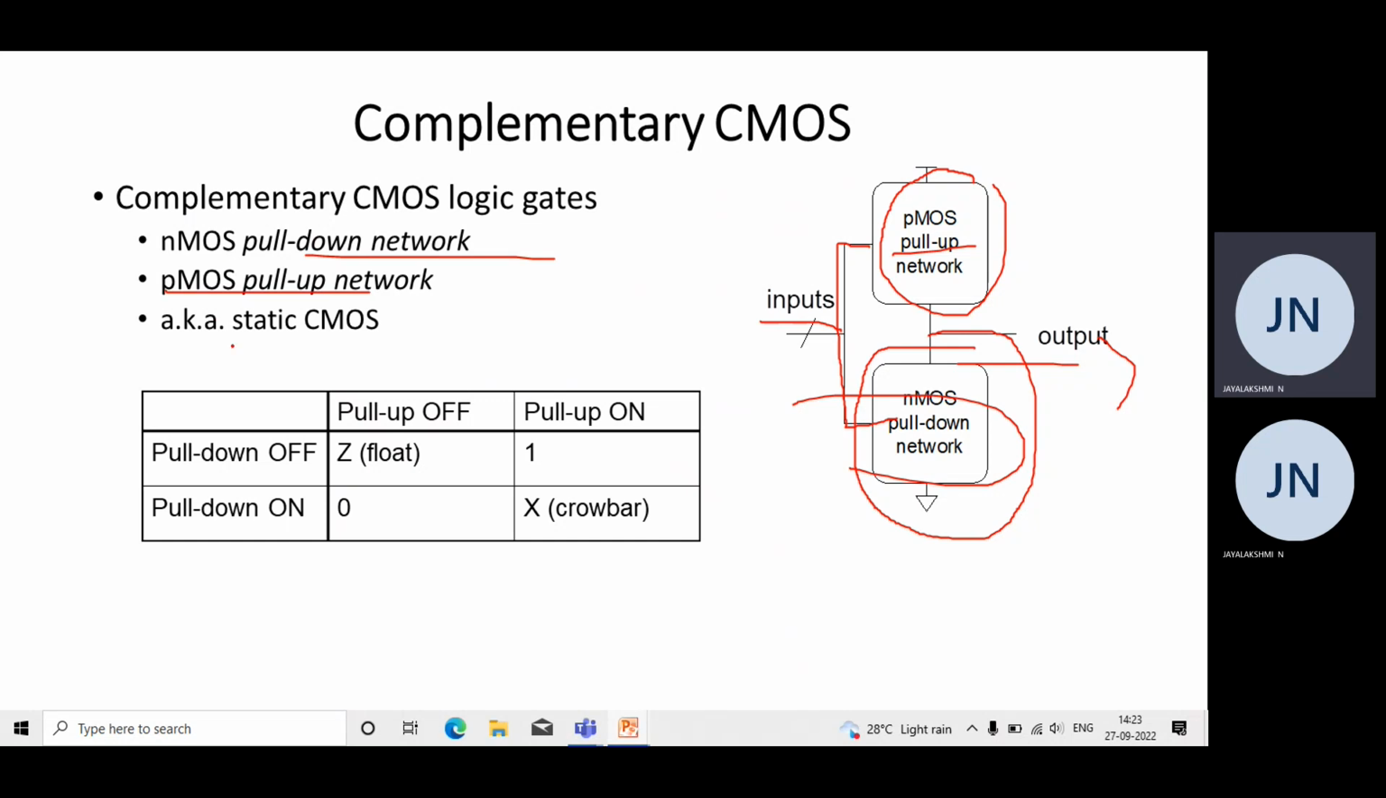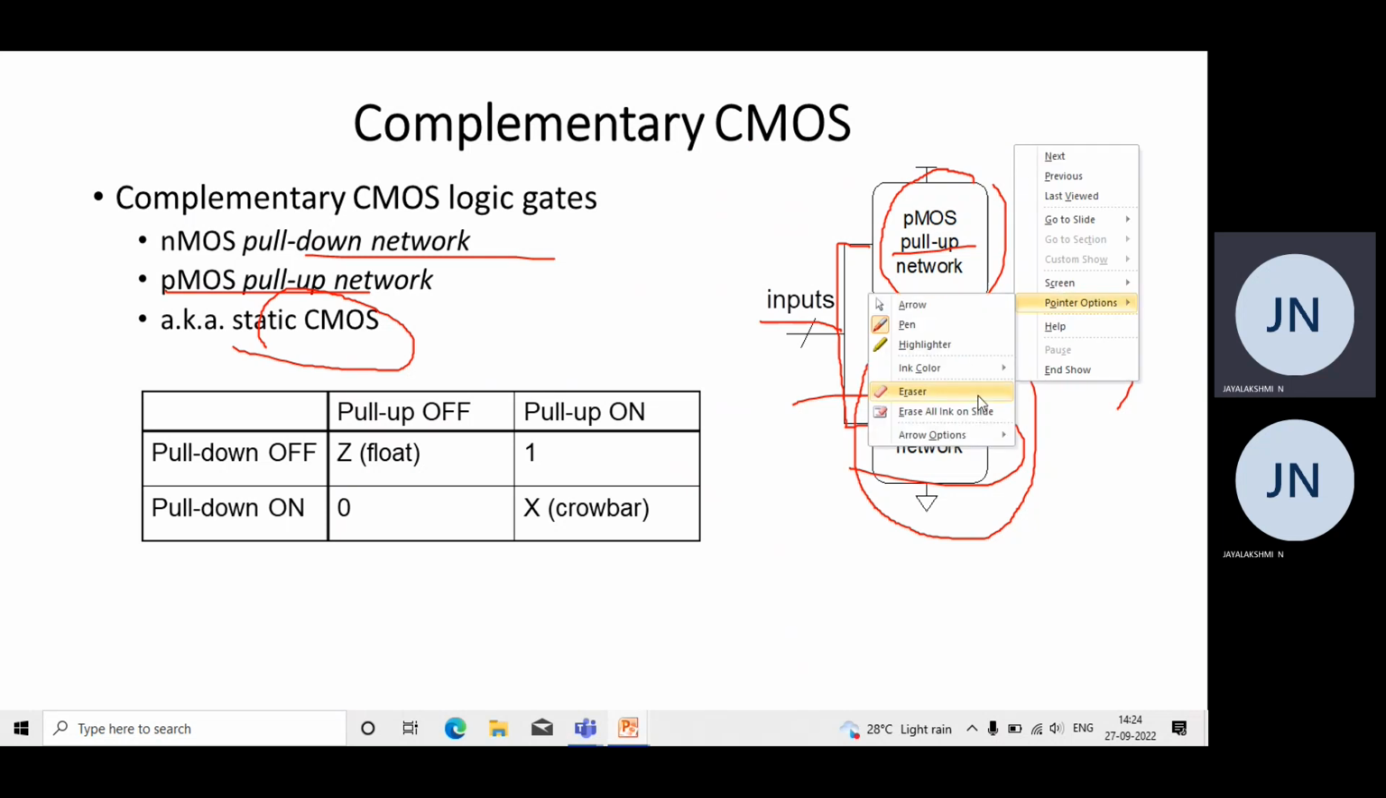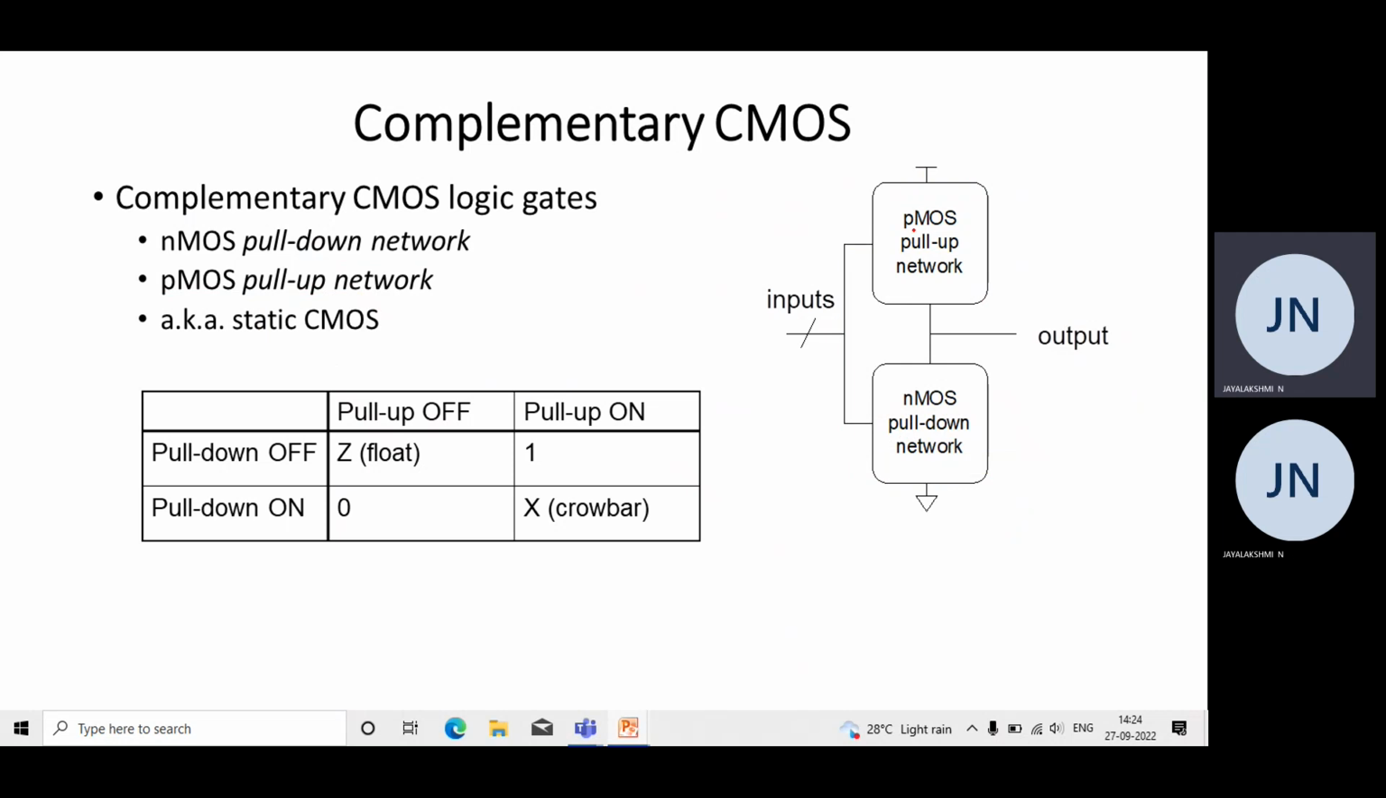Also call it as static CMOS, or we can say fixed CMOS. The complementary CMOS, we can also call it static CMOS. Now, let us discuss. Here the pull-up is a PMOS network and the pull-down is an NMOS network. The pull-up is PMOS and the pull-down is NMOS.